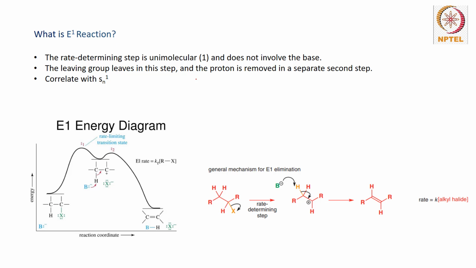In case of SN1, the leaving group removes from the system and the nucleophile enters. Similarly, in case of E1, one leaving group is removed from the system, then the hydrogen elimination takes place and we get our alkene product. So it's just similar to SN1. Here you can see the leaving group removed from the system and this hydrogen eliminates.